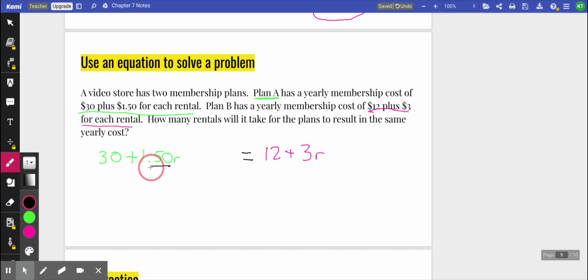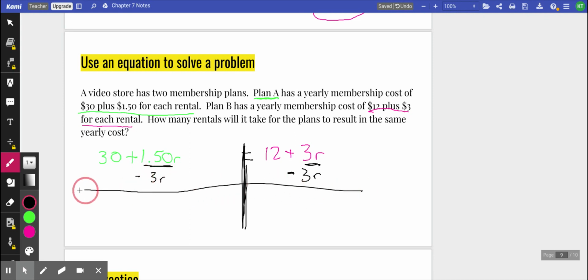So we want to start by getting our variable terms together, right? And again, you can move that one over here, this one over here. I like to put it to the left. That's just personal preference. So I'm going to go minus 3r from both sides. So over here we have 30. 1.50 minus 3 would be negative 1.50r. Over here we would have 12. So that cancels out.